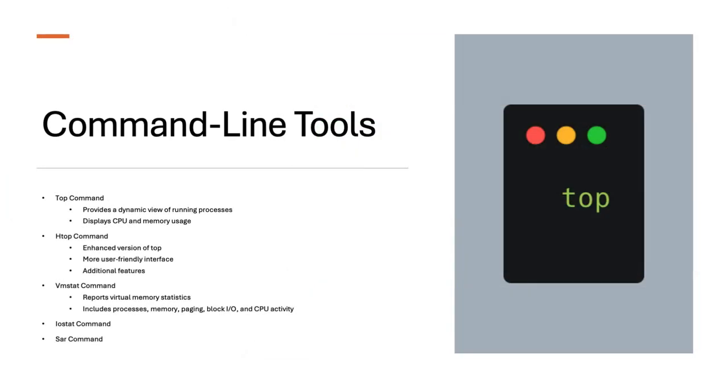Linux provides several command line tools for real-time monitoring such as top, htop, vmstat, iostat, and sar. These tools help administrators monitor CPU, memory, and I/O usage, ensuring optimal system performance.